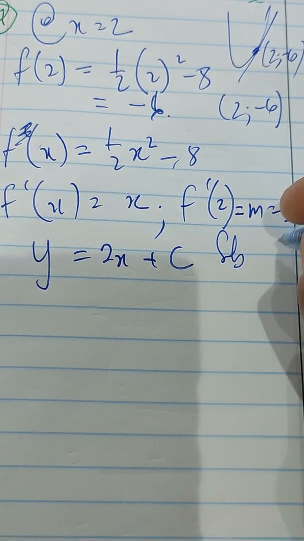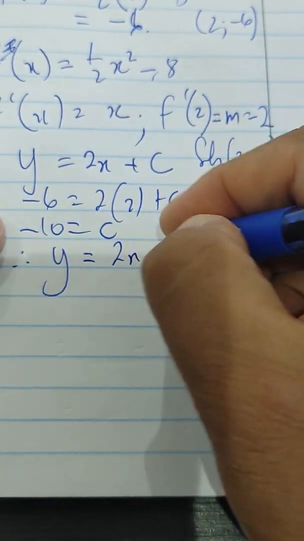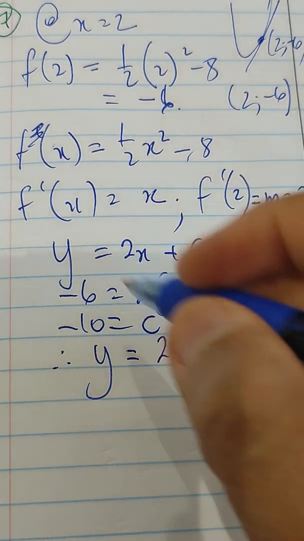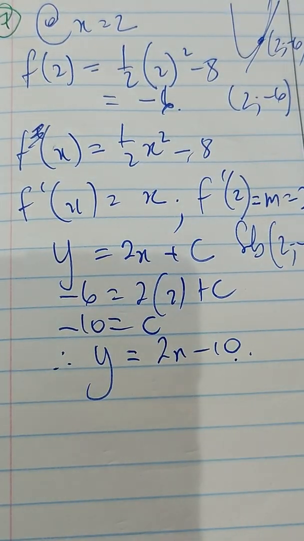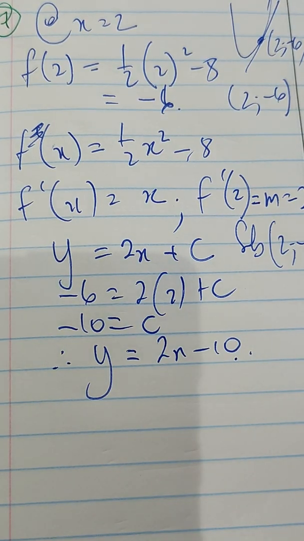So at this point, we're going to substitute 2 and negative 6, the point of contact. So negative 6 is equal to 2 times 2 plus c. So c is negative 10. Therefore, the equation of the tangent is y is equal to 2x minus 10. As we said in the previous video, this y-intercept has to be a value less than negative 8, as I drew it on the graph so that you can see what is happening there.